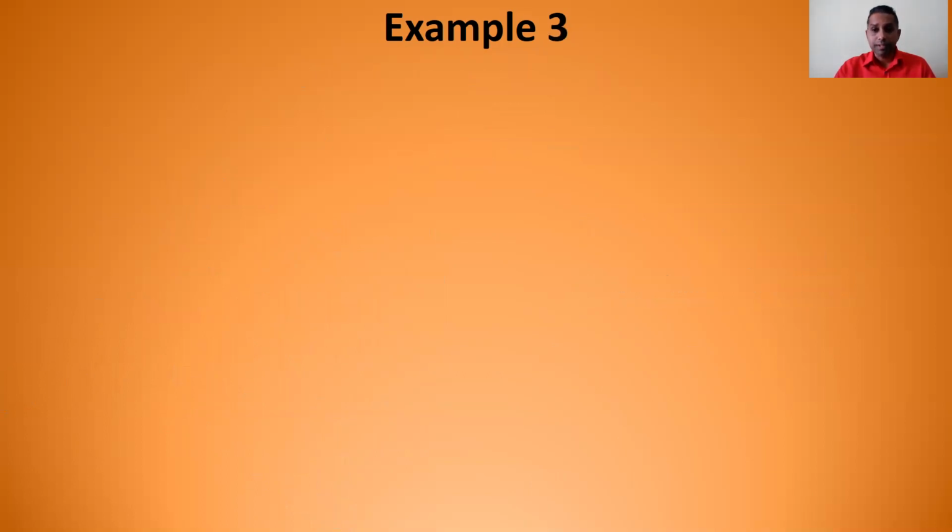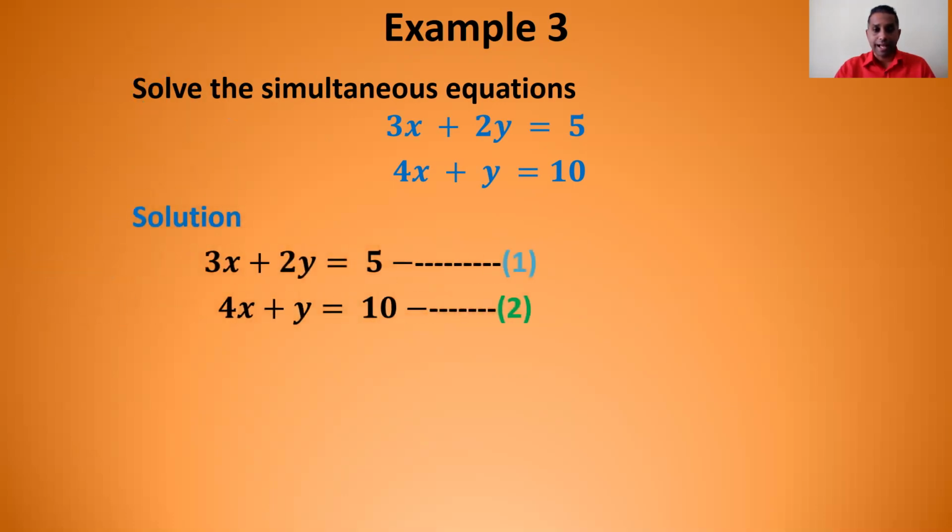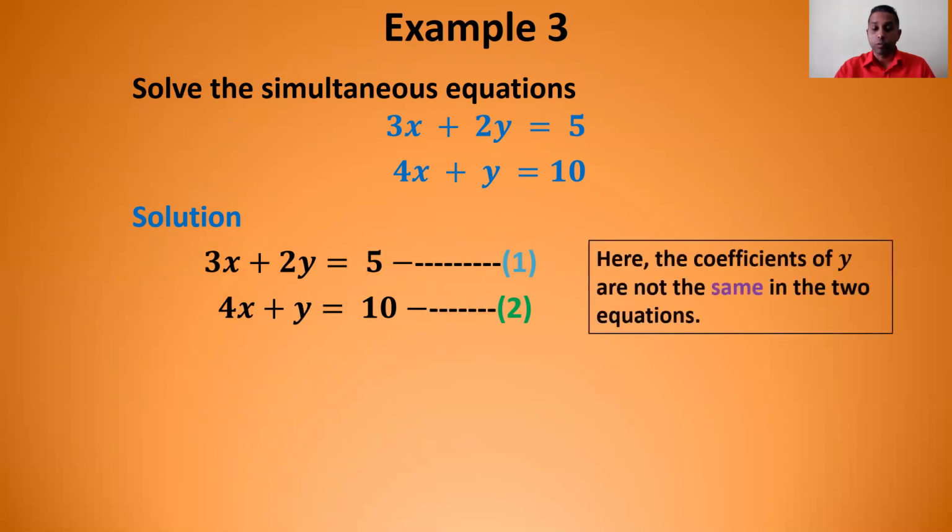The last example is somewhat different from the first two examples. Let us have a look. Here we have to solve the simultaneous equations 3x plus 2y is equal to 5 and 4x plus y is equal to 10. After labeling the two equations as usual, you will note that here the coefficients of y are not the same in the two equations. So we will not be able to use the rules here.